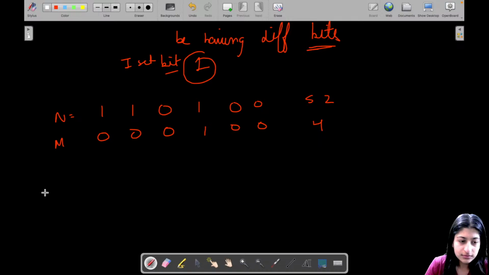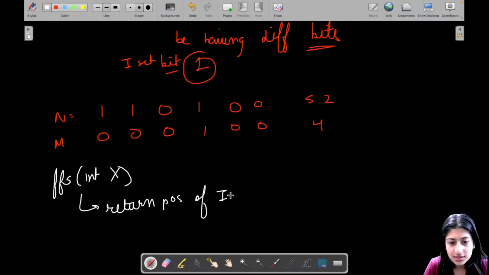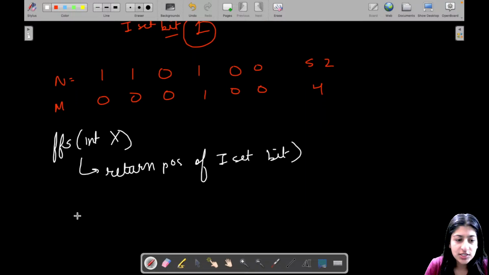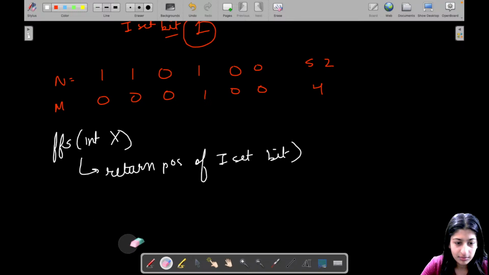So I am writing a function which finds the first set bit. The function is FFS, first set bit, which takes some int x and will return the position of the first set bit. And I am actually calling this function from the actual function, that is get first position of rightmost bit. That is the function name.